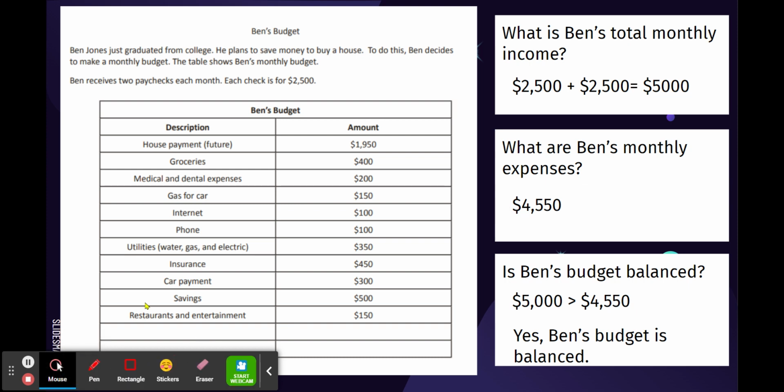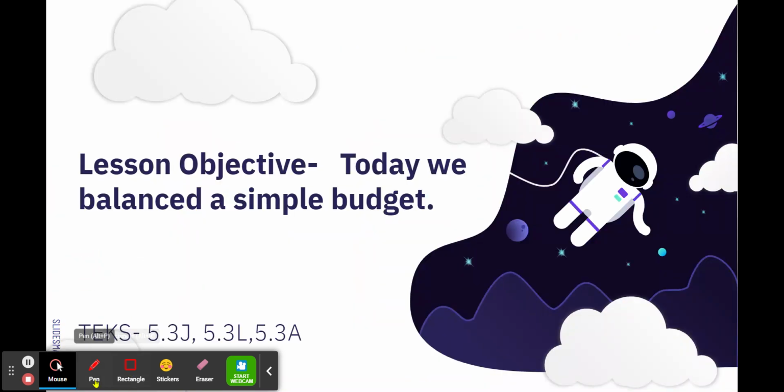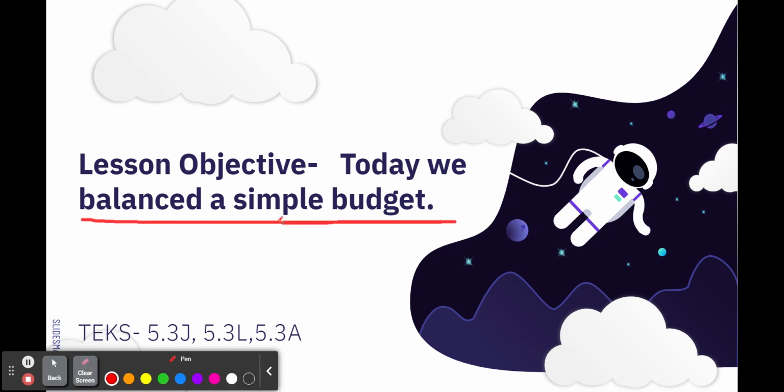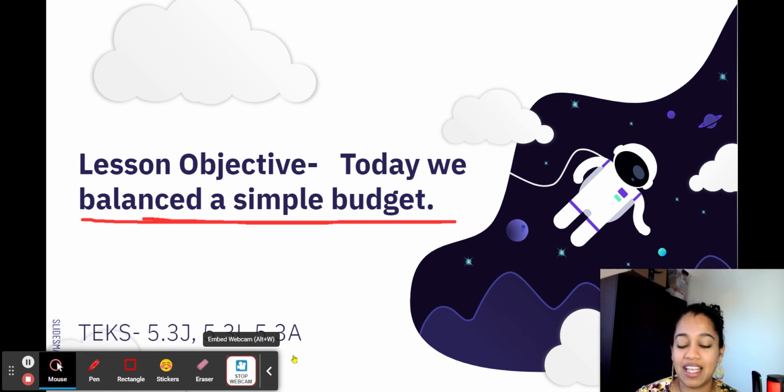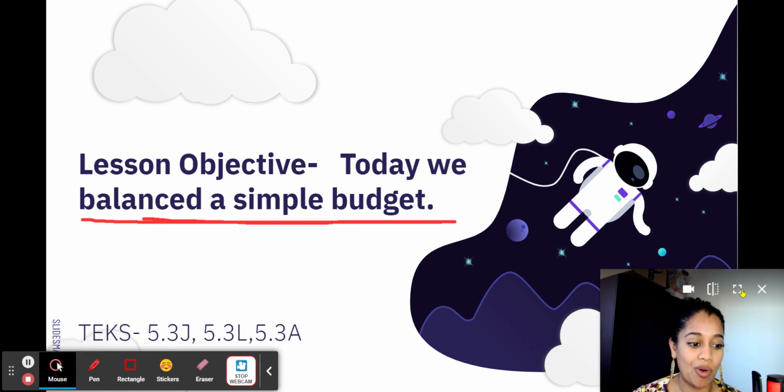Okay, so this was an example of a budget, but we can see various different types of budget. Okay, so let's go ahead and review today's lesson objective. So today we balanced a simple budget. So this was one example of a budget. We will see plenty more going forward in our lives in general.